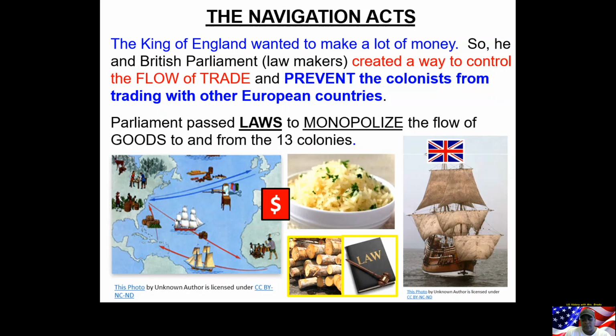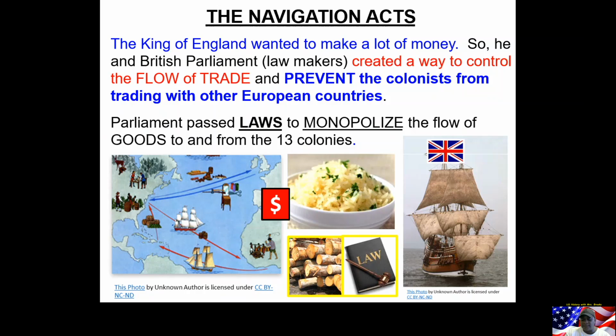So this paperwork, this document, will be called the Navigation Act. This will allow the King of England to control the flow of trade. He is telling the colonists, you cannot trade with any other country except England. That's it. Can't trade with Spain. You can't trade with Italy. You can't trade with any other country. You can only trade with me. Now, that was a way for the king to gain a lot of income, to get a lot of money out of the colonists by restricting their trade.